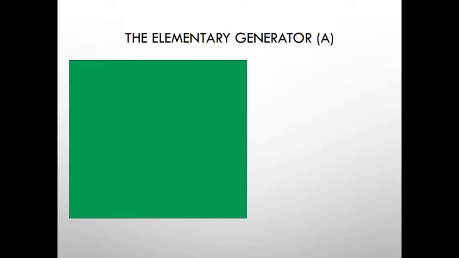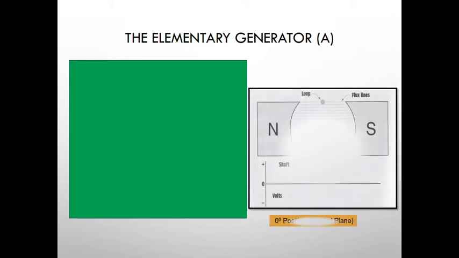Okay, 16. So the elementary generator at position A. At this moment, loop A. As you can see in the dots, the dots A on this loop. The red lines, you can see the horizontal lines. Then the circle here is a shaft.